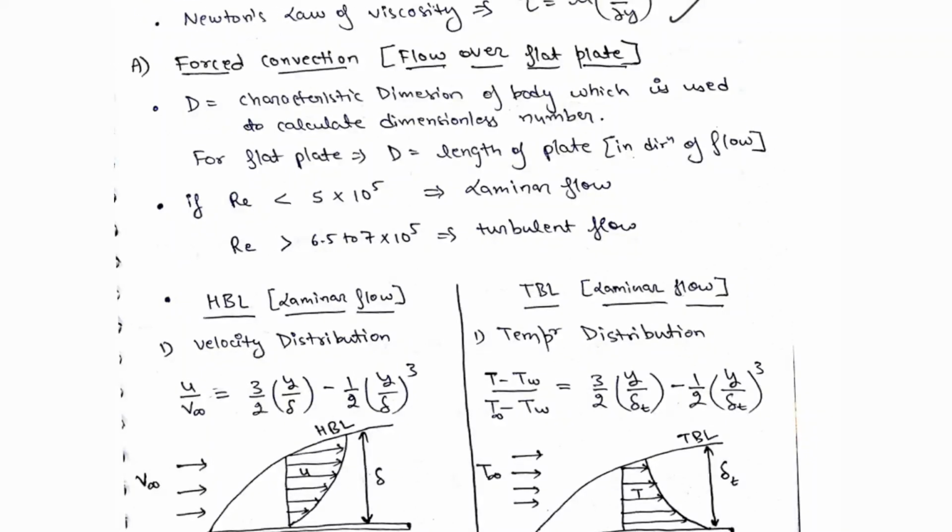Next, forced convection, that is flow over a flat plate. If Reynolds number is less than 5 lakh, laminar flow. Greater than 6.5 to 7 lakh, it is turbulent flow. Here D is a characteristic dimension of the plate.